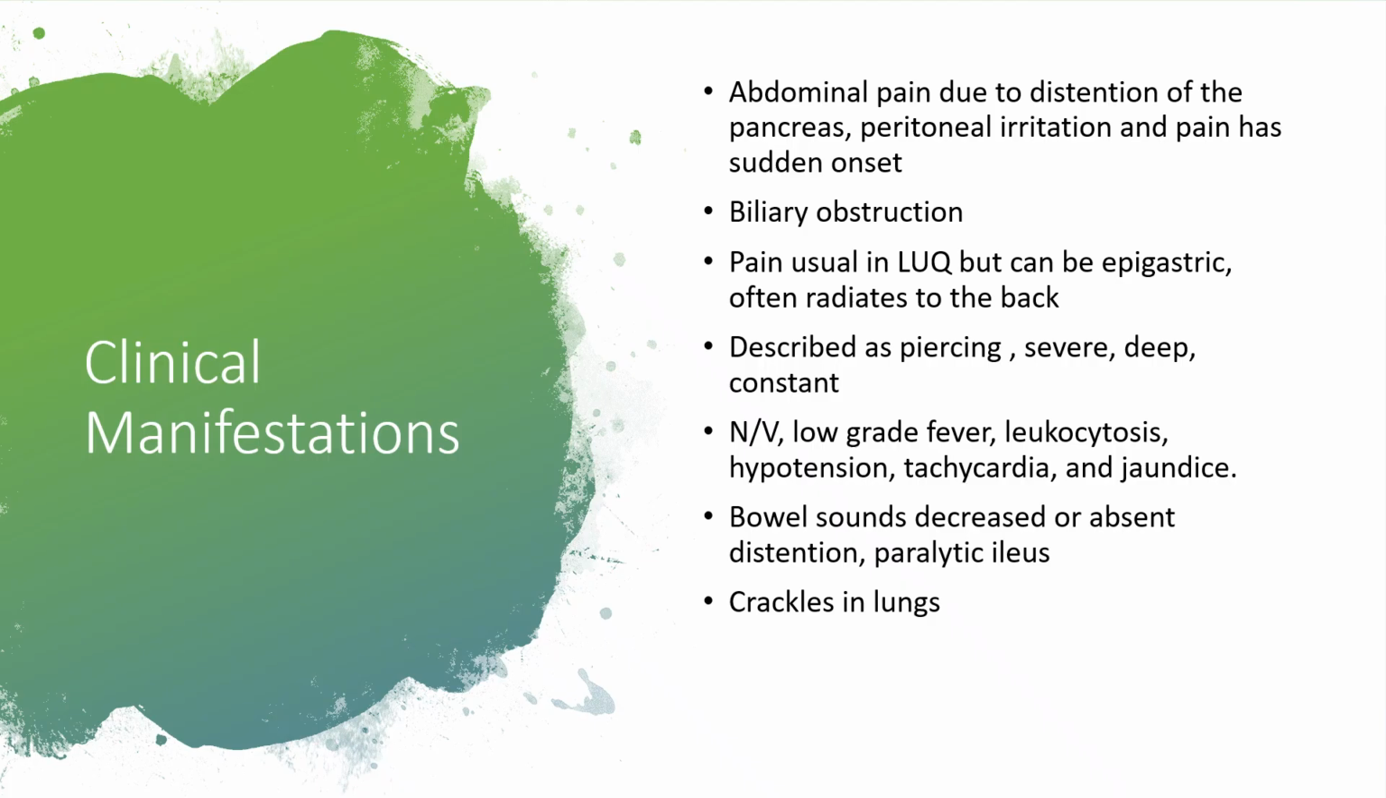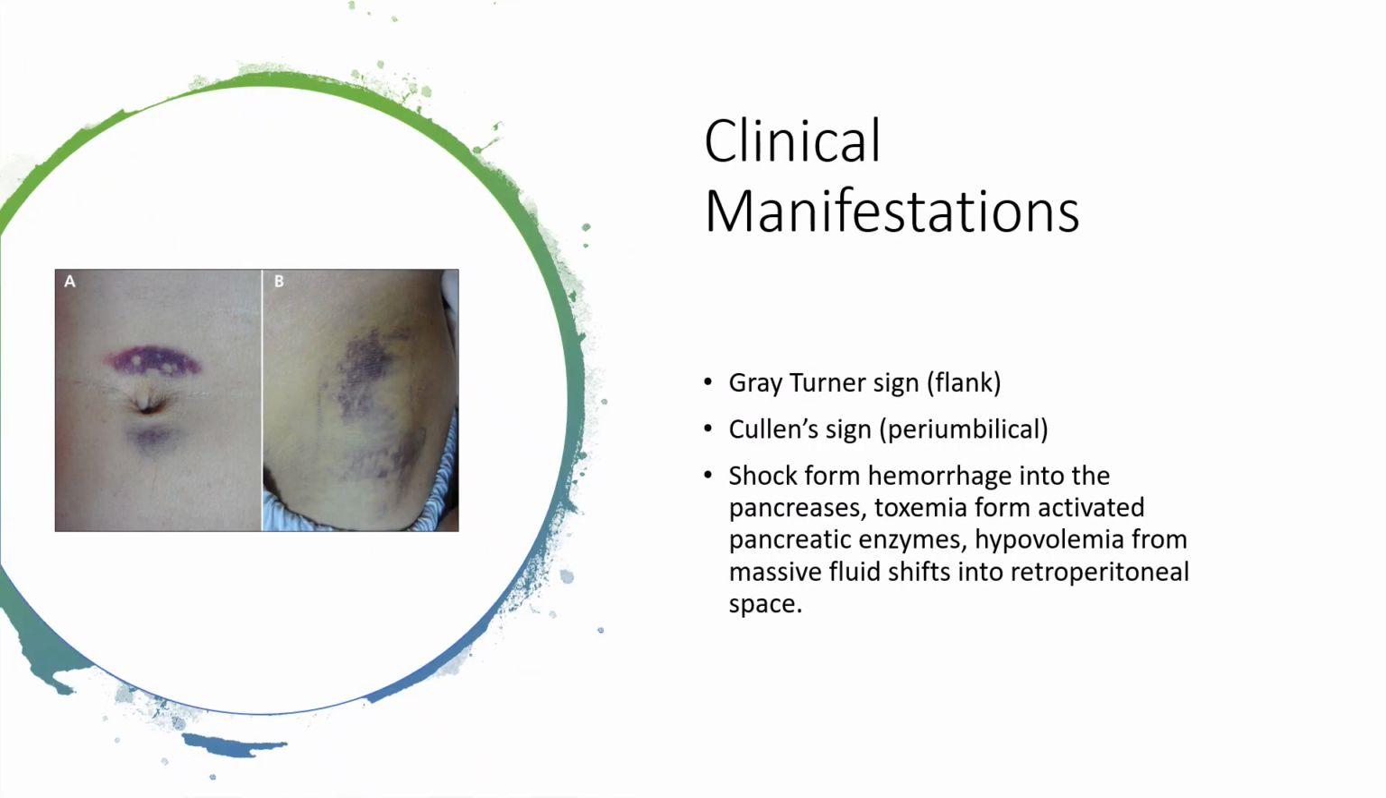Retroperitoneal bleeding may occur 3 to 6 days after the onset of acute pancreatitis. Signs of bleeding include bruising in the flanks or around the umbilicus. The pictures on the screen give you an idea of the flank and the umbilicus area where it gets the bruising and what that looks like. The flank is called Grey Turner sign, and Cullen's sign is when it's around the belly button area. Shock from hemorrhage into the pancreas, toxemia from activated pancreatic enzymes, and hypovolemia from massive fluid shifts into the retroperitoneal space.